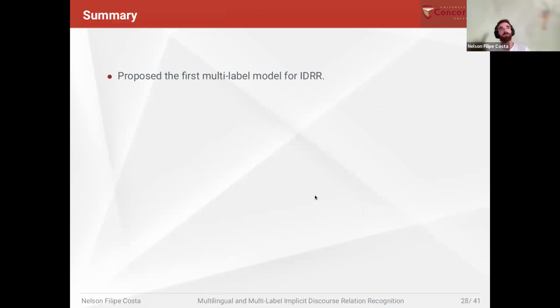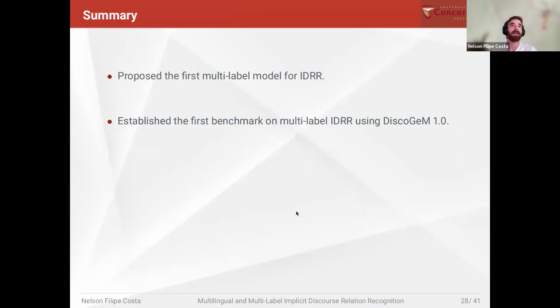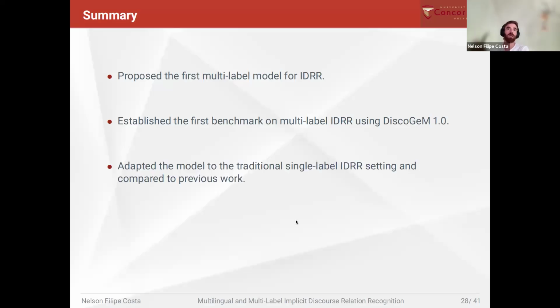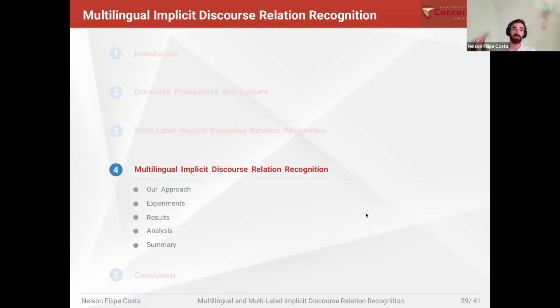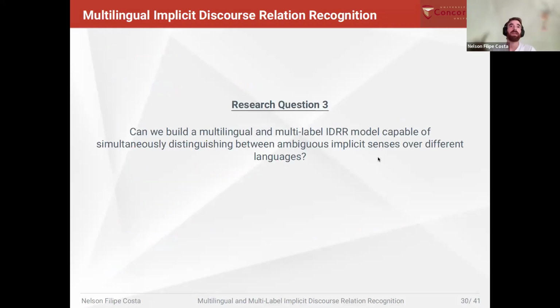So this is our proposed model, the first model in multi-label IDRR. We established the first benchmark on multi-label IDRR using DiscoGeM 1. We also adapted our multi-label model to the traditional single-label IDRR setting and compared it to previous work. And we presented the first analysis on the potential of transfer learning between the DiscoGeM 1 and the PDTB3 corpora on single-label IDRR. And then we wanted to extend this work to the multilingual setting.